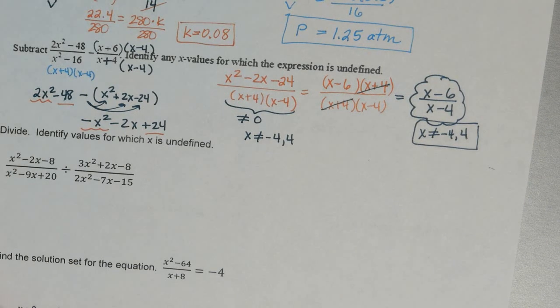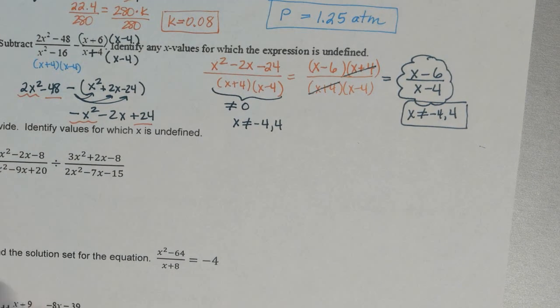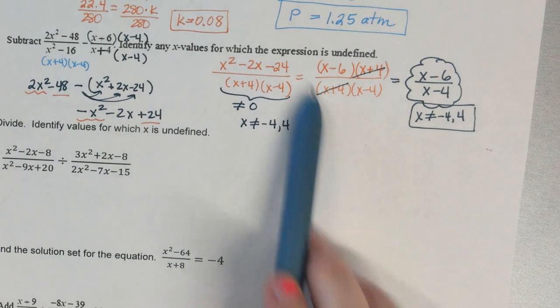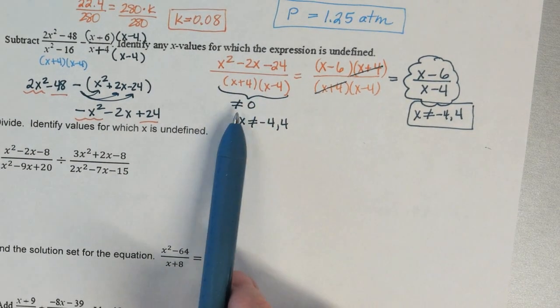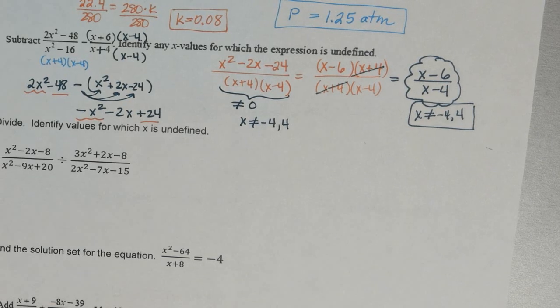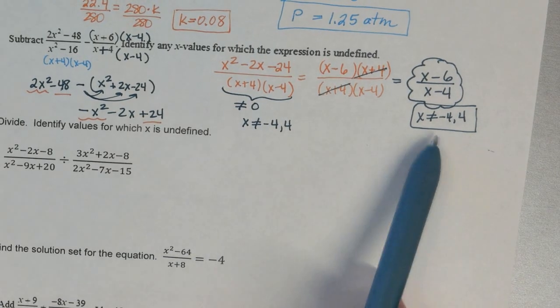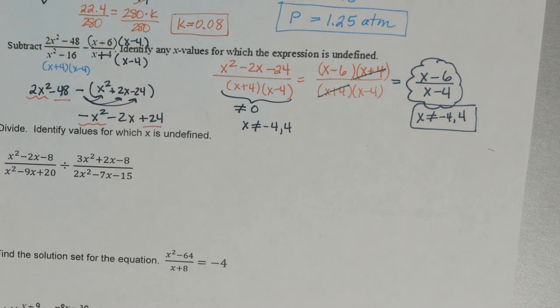Okay, so there might be a distractor answer that only has x can't be 4, but remember, before you can cancel it out, you have to make sure that it's not undefined. So this one you should have x can't be negative 4 and also 4.